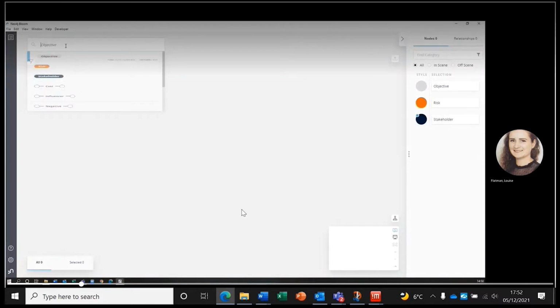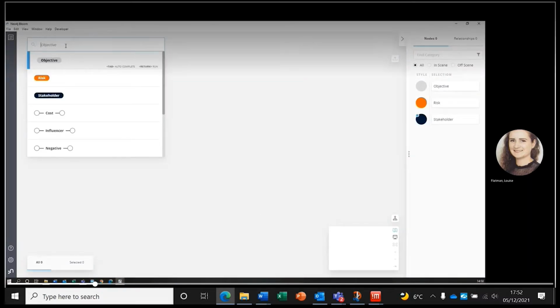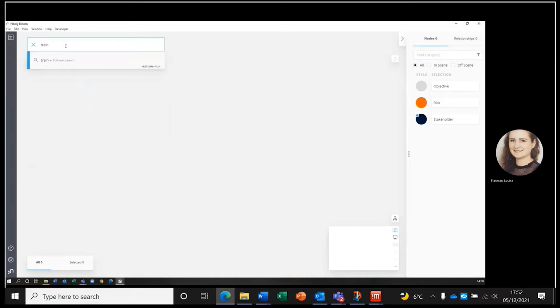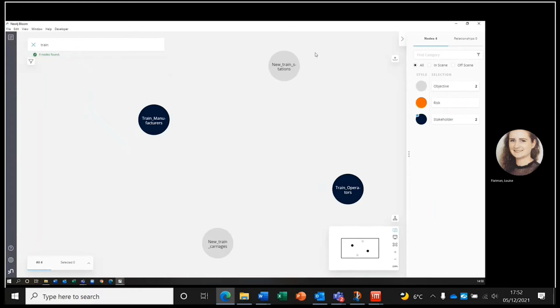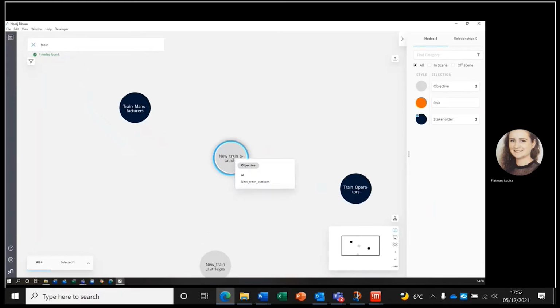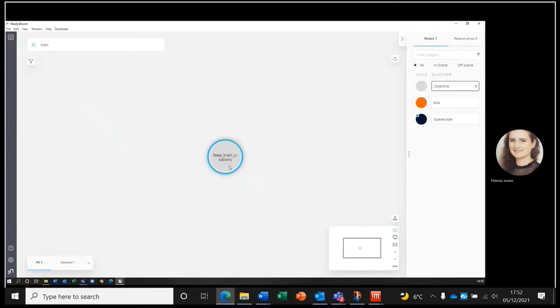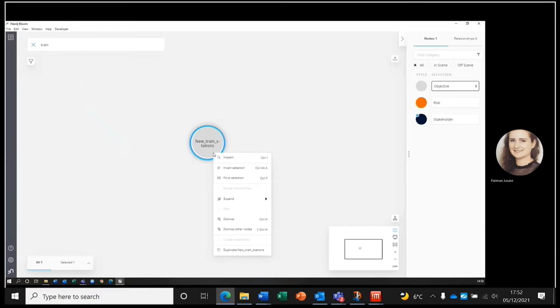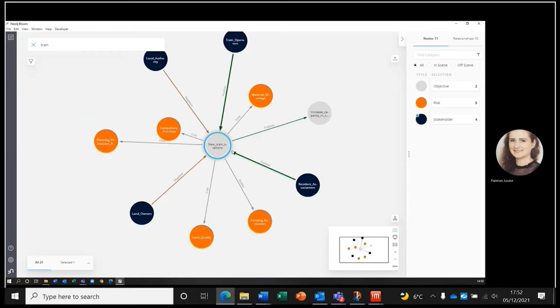So what we can do is search on that exact objective. Let's map our objectives up, and then we can look for anything that's got the trains or train stations in it. So there's one, new train stations. That's our one that we want to concentrate on. So let's move it to the middle. Now what we can do is just get rid of all the nodes and tidy this up. So this is just saying there's a few little bits of information we can find about it just by hovering over it. But let's expand the connections and see where we're going.